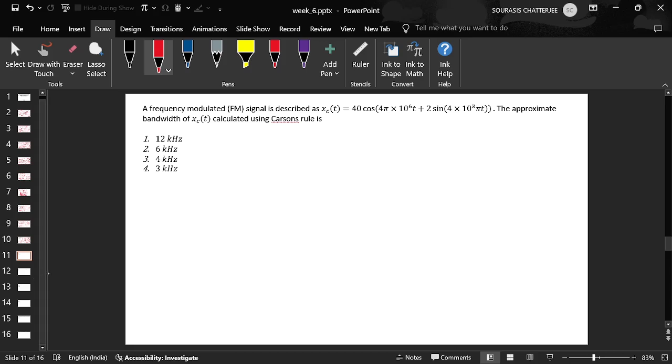Okay, next we are given a frequency modulated signal described as xc(t). The FM signal is given as follows: xc(t) is equal to 40 cos(4 pi times 10 to the power 6 t plus 2 sin(4 times 10 to the power 3 pi t)). So what is the approximate bandwidth calculated using Carson's rule?